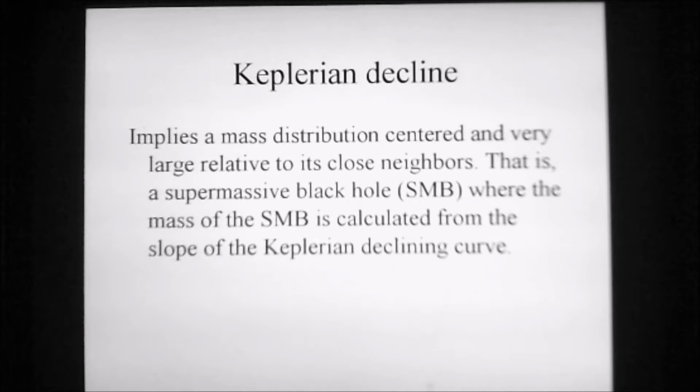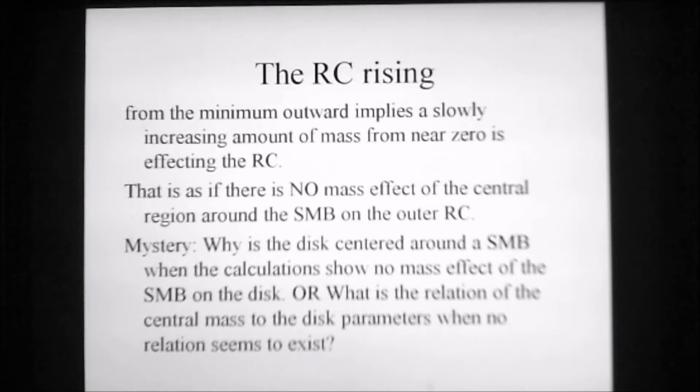The Keplerian decline in the center implies a mass distribution centered and very large relative to its close neighbors. That is, a supermassive black hole, where the mass of the supermassive black hole is calculated using the slope of the Keplerian declining curve. The RC rising from the minimum outward implies a slowly increasing amount of mass near zero is affecting the RC.